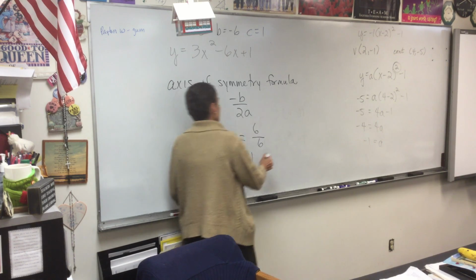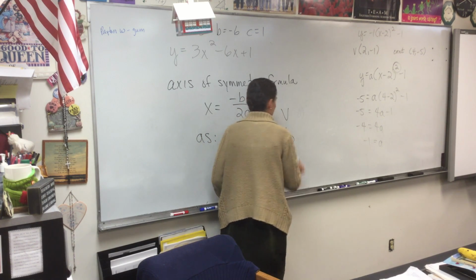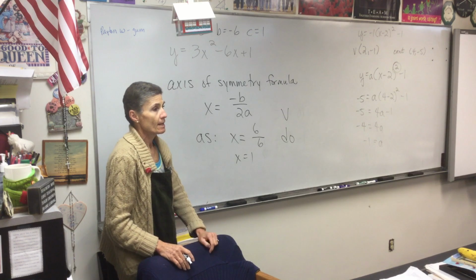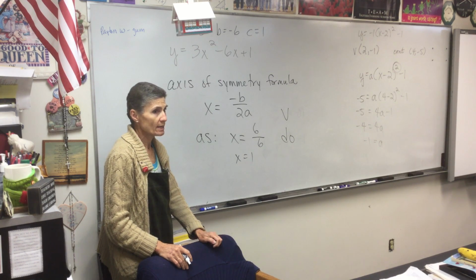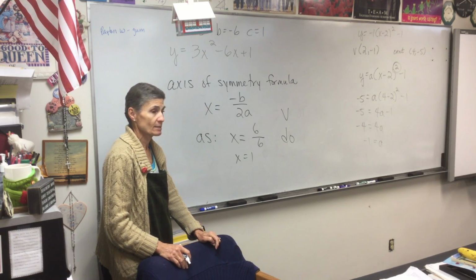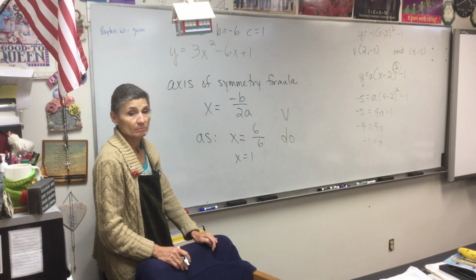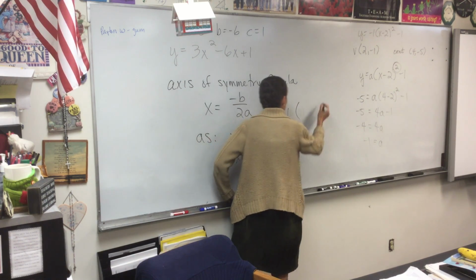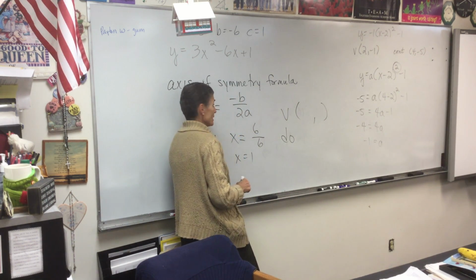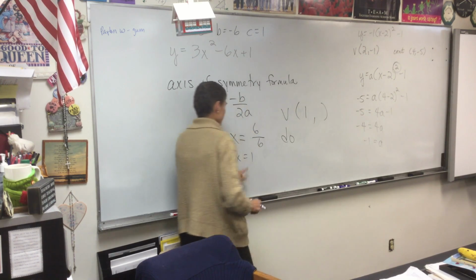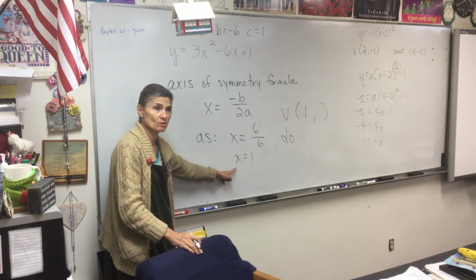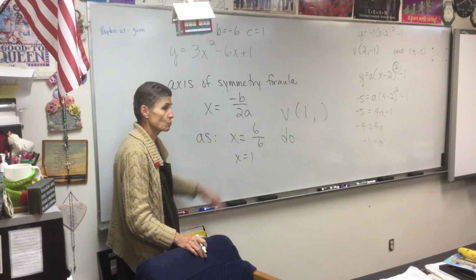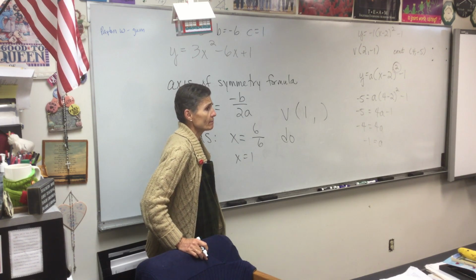Now you still need the vertex and the direction of opening. Think about what you already know. What do we know about the x-coordinate in the vertex? It's 1. Doesn't the x-coordinate of the vertex always match the axis of symmetry? So now I know x is 1. How will I figure out the y?